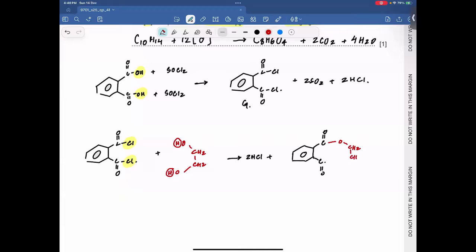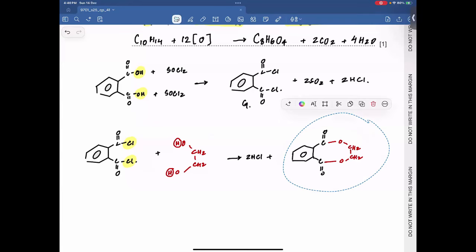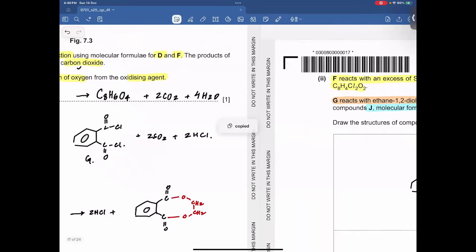CH2, oxygen, and this is going to be the carbon atom. Okay. Or you can also do it this way. This one. So that is going to be the cyclic ring. Okay. And that's the structure the examiner is looking for. Let me copy this. Let me draw this.